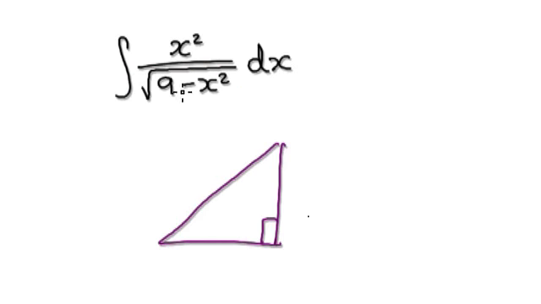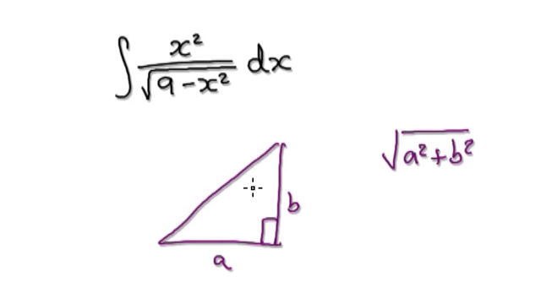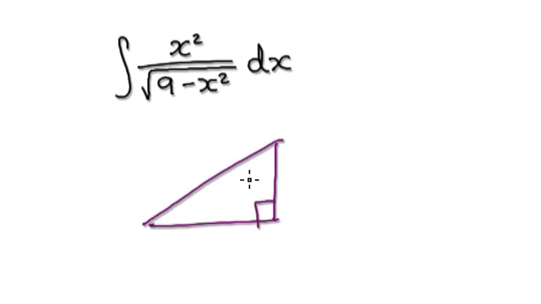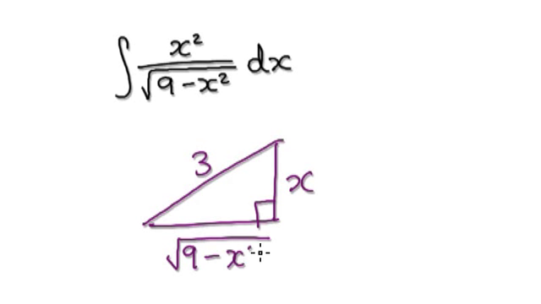Well, if you look at this, if this is a and b, then the hypotenuse would be the square root of a squared plus b squared. But the thing is, we haven't got a plus here, we've got a negative here. So in order to create a triangle in such a way that this statement is true, we would need to set it up like this. If you set this to be a 3 and set this to be an x, then down here the adjacent would be the square root of 3 squared minus x squared.